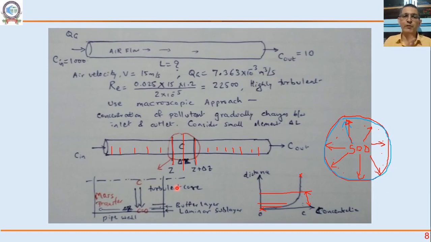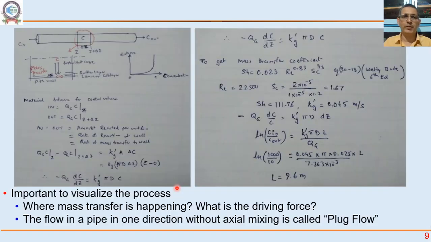Pause the video. Solve this for yourself now based on this information. Here is the solution. Right? We are going to write a mass balance for this pollutant in this control volume. So mass in, the rate of mass coming in, is Qg multiplied by C at Z. Volumetric flow rate multiplied by concentration per unit volume. It is what is coming into this control volume here. What is going out? Qg multiplied by C, but evaluated at Z plus delta Z.